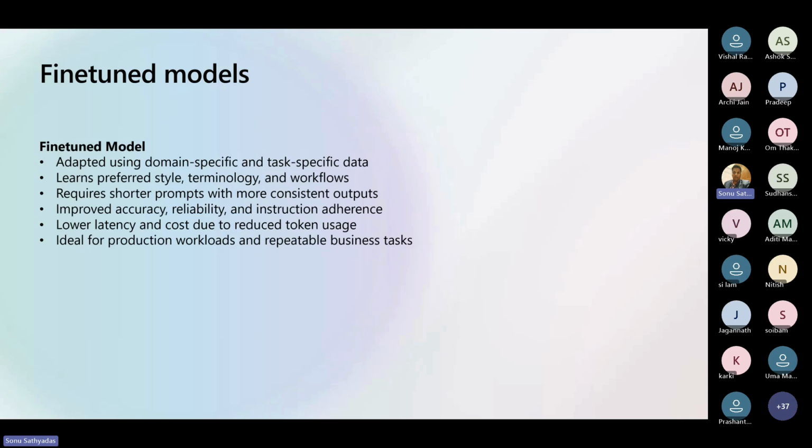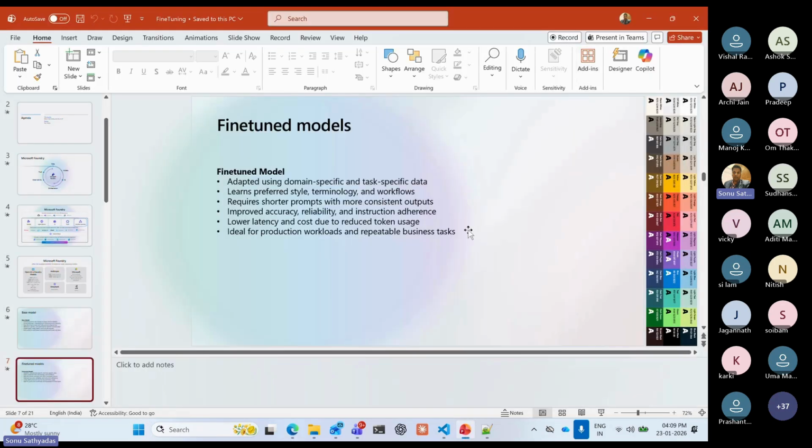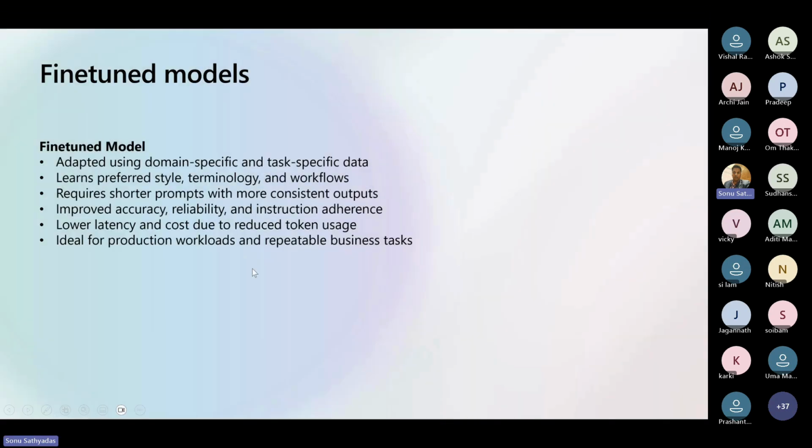You can see if I'm using a pre-trained model, sorry, if I'm using a fine-tuned model, I don't need to provide the lengthier prompt. Here in this example, since I am using a pre-trained model, I have to provide this additional information in every request. That means it increases the token usage. But when you use a fine-tuned model, you don't need to provide this additional data. A simple shorter prompt is enough, which can give you a consistent response.